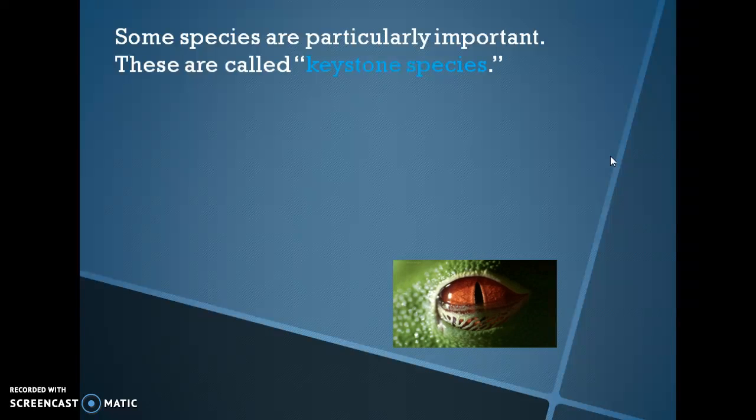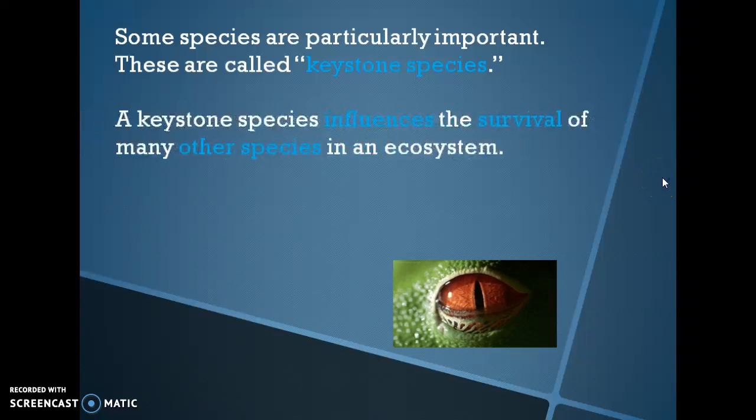And the species sometimes are very important, and the ones that are particularly important are called keystone species. A keystone species really influences the survival of many other species in an ecosystem. If this keystone species isn't part of the ecosystem, we really start to see that ecosystem fall apart. And it might even surprise you sometimes what the keystone species is. It's influencing the survival of those other species.